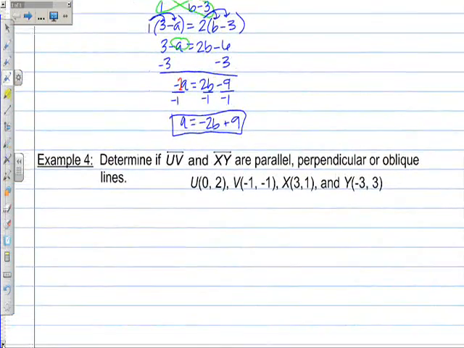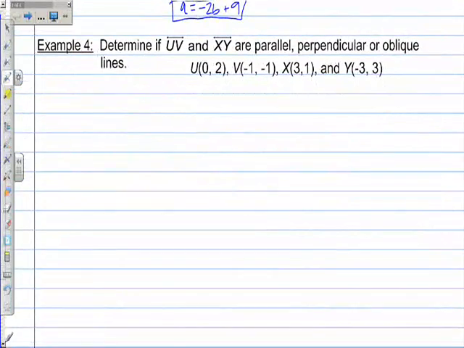From here, if they give you two lines and they tell you that they're either parallel, perpendicular, or oblique lines, we need to determine that, okay? What we're going to do is find the slope of UV and the slope of XY and compare. So for line UV, we'll do that one first. We'll still label our points x1, y1, x2, y2.